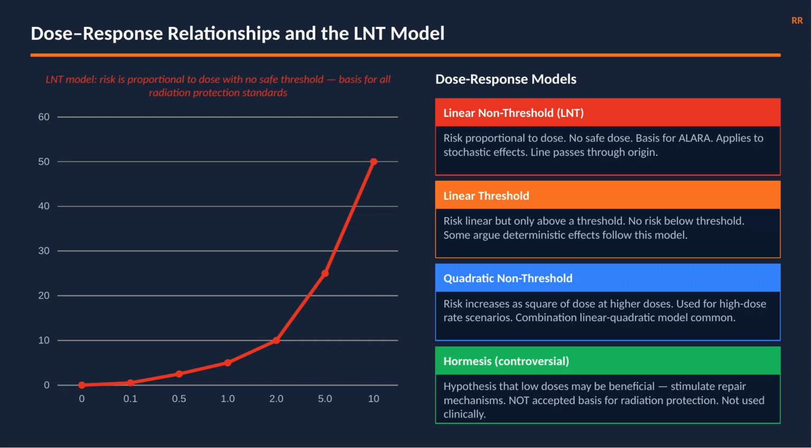Quadratic non-threshold. Risk increases as the square of dose, more relevant at high doses. The linear quadratic model combines both and is widely used in radiotherapy planning. Hormesis, controversial. The hypothesis that low doses may actually be beneficial by stimulating cellular repair mechanisms. This model is not accepted as the basis for radiation protection standards. It is tested as a concept on the ARRT, but should be recognized as controversial and clinically irrelevant.